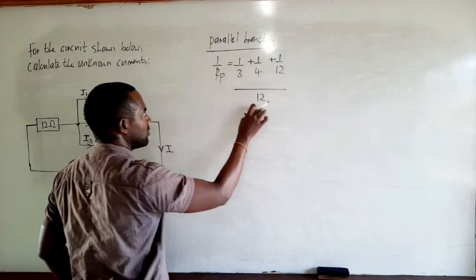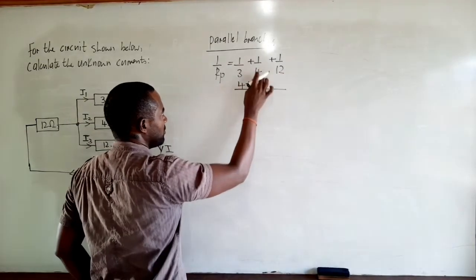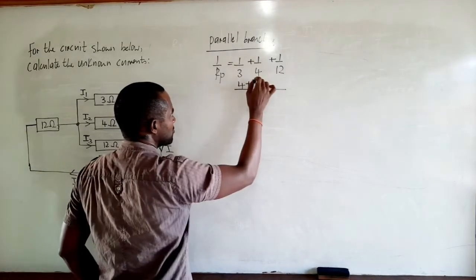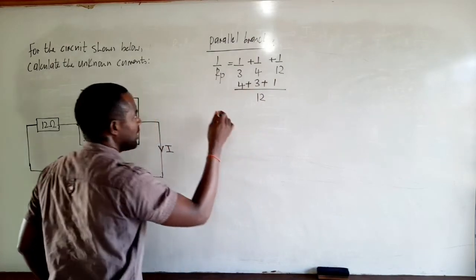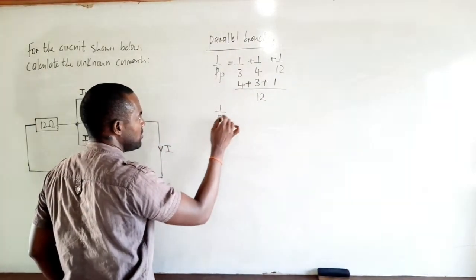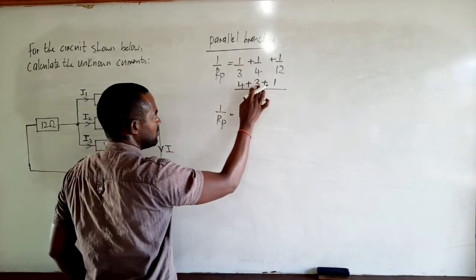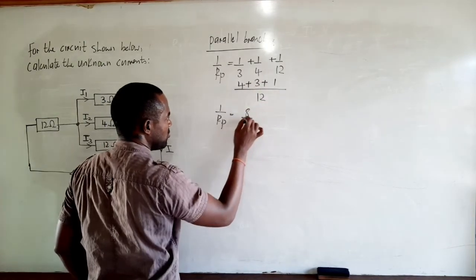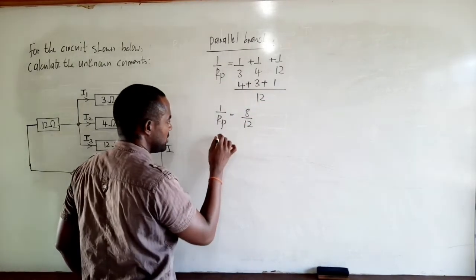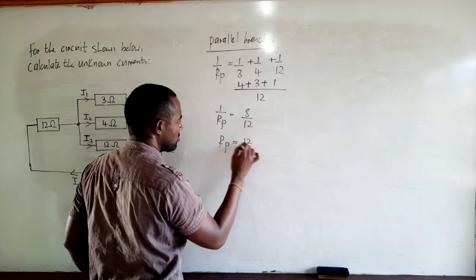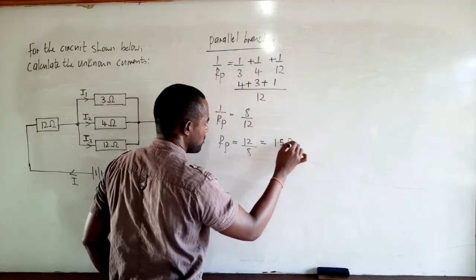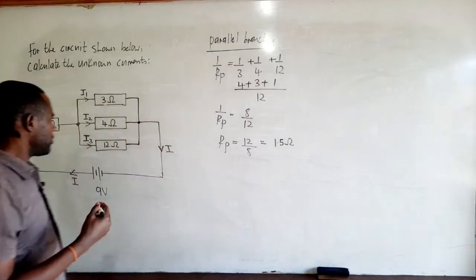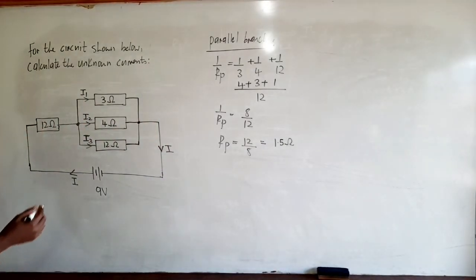3 into 12 goes 4. 4 times 1 is 4. 4 into 12 goes 3. 3 times 1 is 3. 12 into itself goes 1. 1 times 1 is 1. And so we have 1 over Rp is equal to 4 plus 3, 7, plus 1, 8, is 8 over 12. And therefore, this means that Rp is equal to 12 over 8, which is equal to 1.5 ohms. So the total effective resistance of the parallel branch is equal to 1.5 ohms.